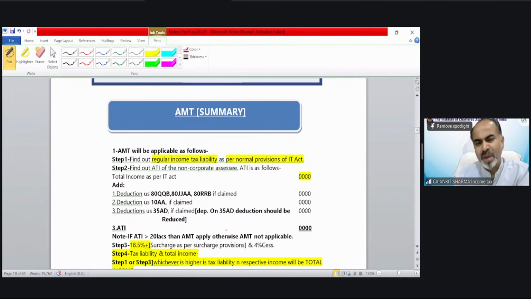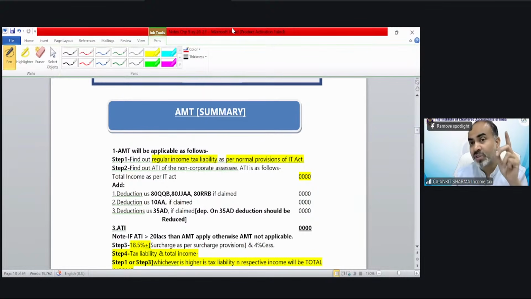Maybe you will be able to understand the AMT, but there would be a lot of questions in some students' minds: why was it necessary, why are we doing it? We already have two tax regimes, optional and default. Then what is the need of doing this? That's why I have just explained it to you in short.